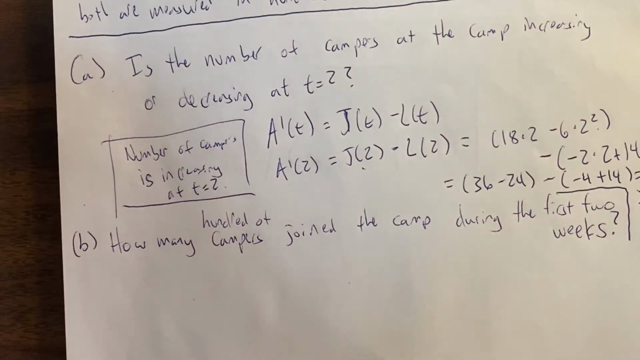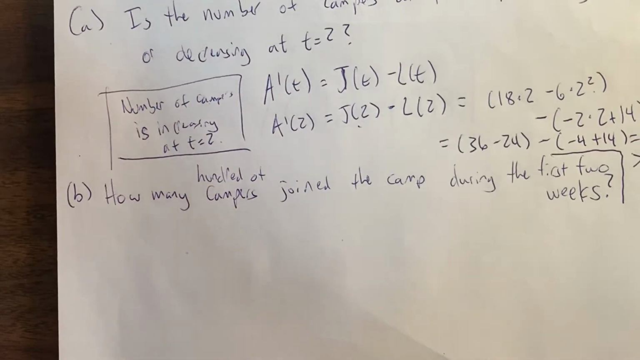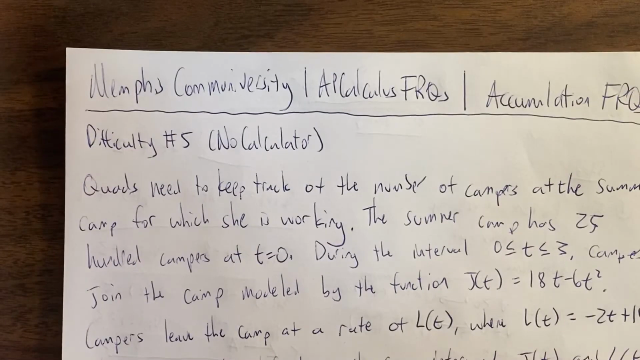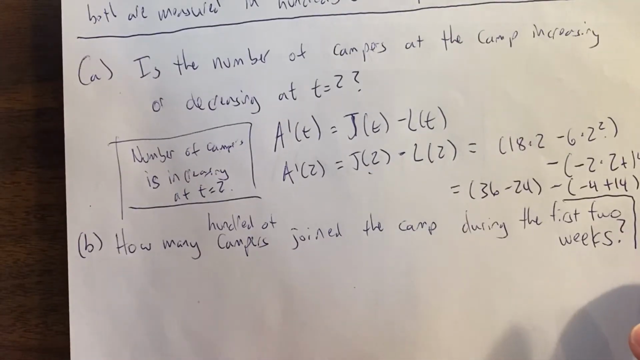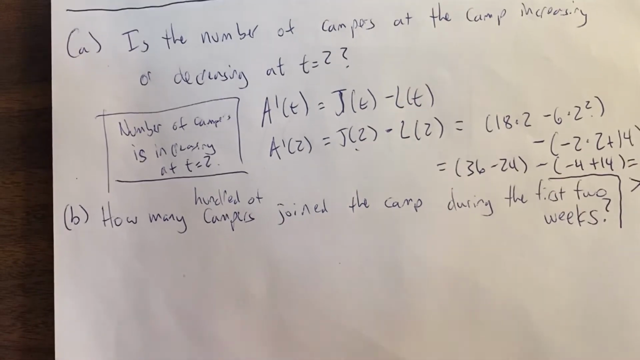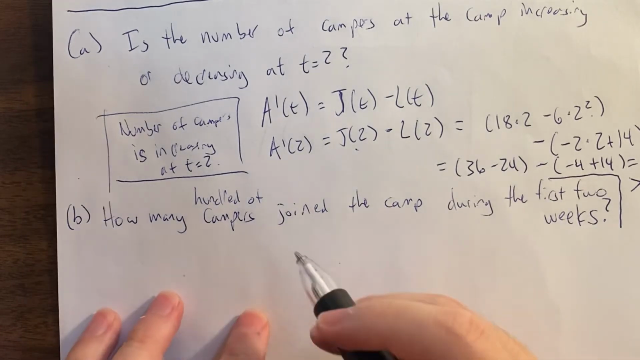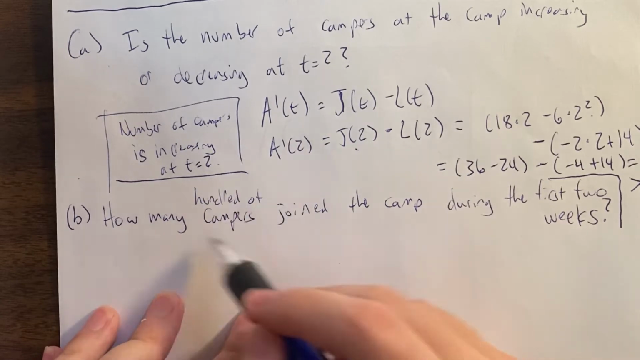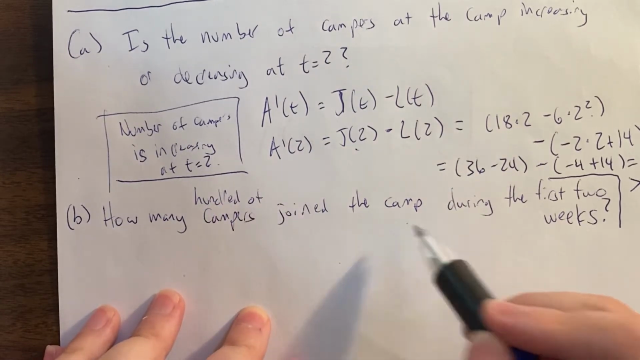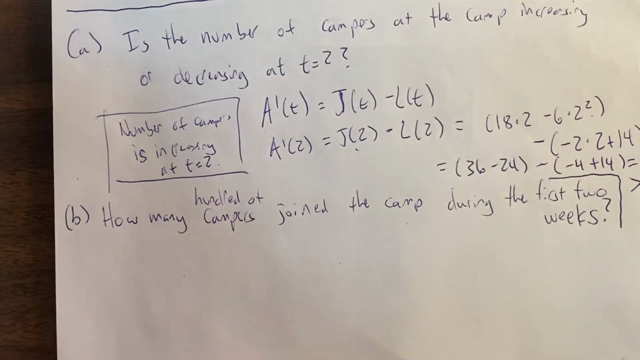So in this case, let's keep going. Let's talk about amounts. So there's 2 amounts if you've watched our videos in difficulty number 2 and 3, I believe. So there's amount over a time period, meaning the net change of a rate over a time period. And then there's the amount of campers at a time. So this is going to be over a time period. How many hundreds of campers joined the camp during the first 2 weeks?